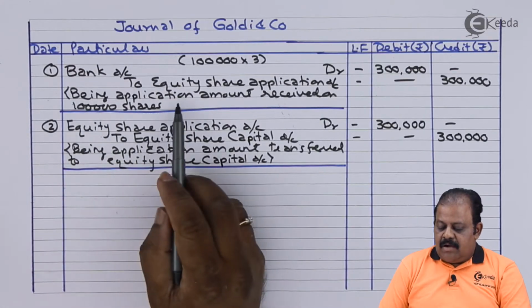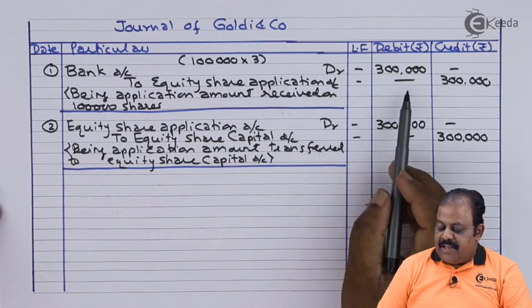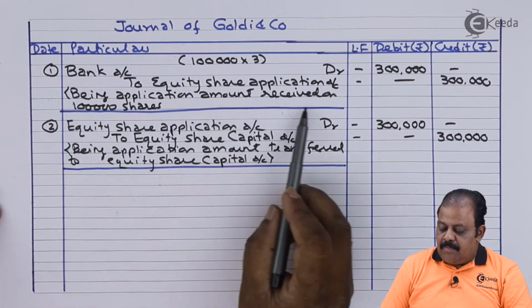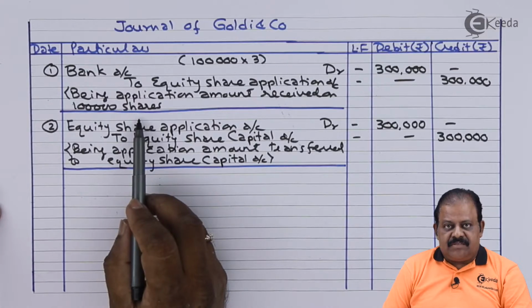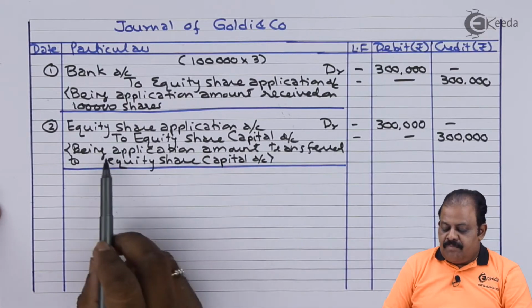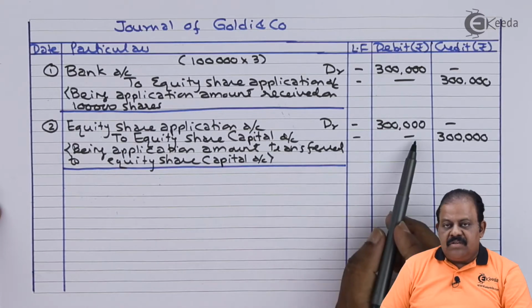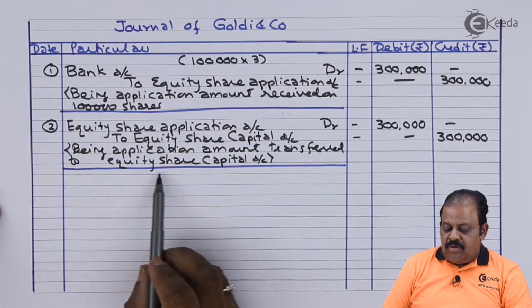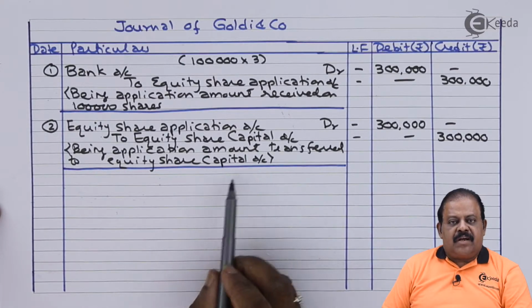First entry, bank account debit to equity share application account 3 lakhs, being application amount received on 1 lakh shares. Second entry, equity share application account debit to equity share capital account 3 lakhs, being application amount transferred to equity share capital account.